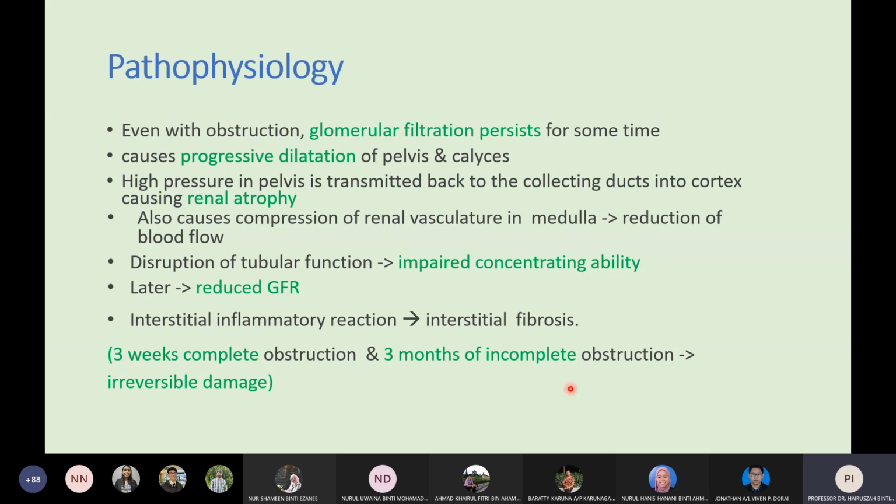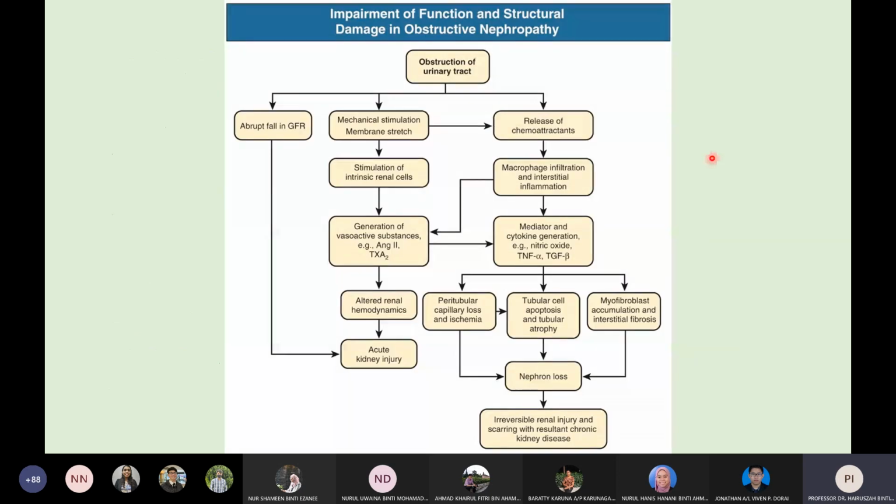Whereas if it's not complete, it tends to be more gradual and chronic. Maybe it takes longer, for example, 3 months. In practice, it's not easy to say 3 weeks or 3 months, because there are so many other factors affecting the dysfunction of the kidney. But if you don't treat this condition early, at the end you get a damaged kidney, irreversible. Okay, this flow chart summarizes the functional and structural damage.